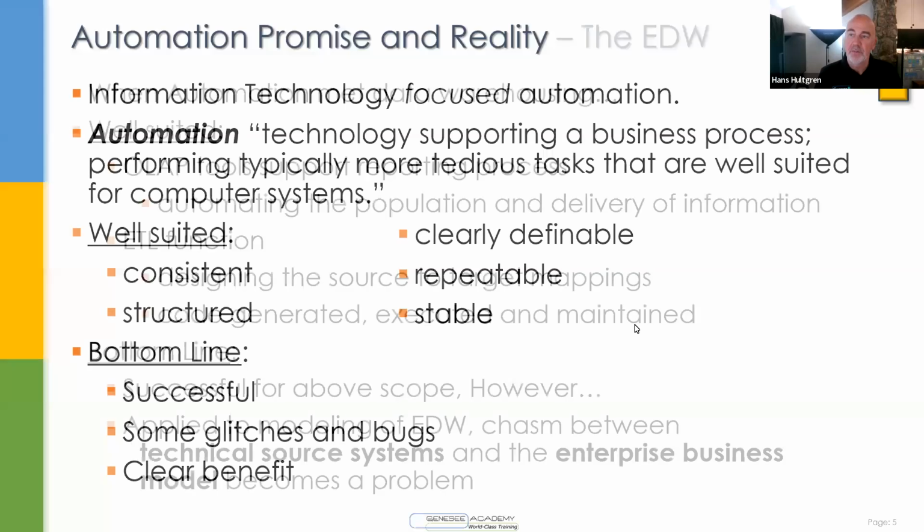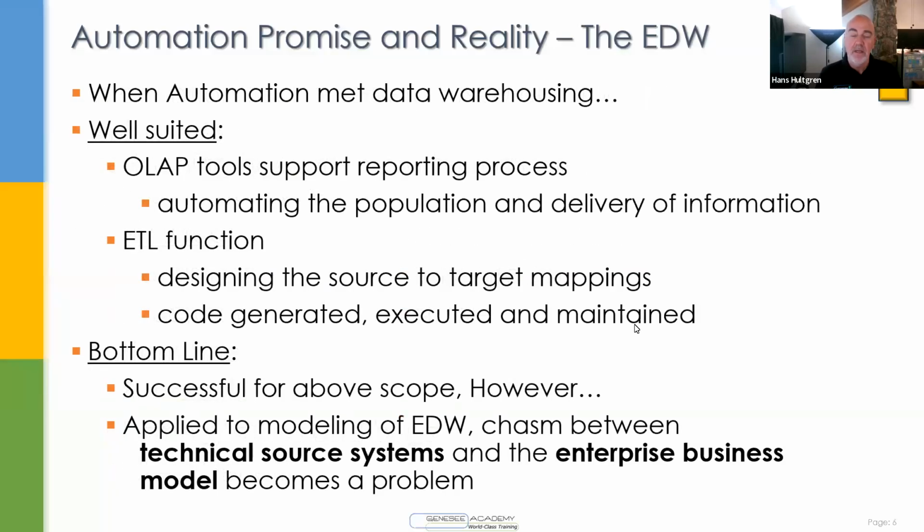Now, when we apply the automation principles to the enterprise data warehouse, and we've seen this over the years in data warehousing for sure, the automation meeting data warehousing means that it's been well suited for things like, well, if we're repeating things for OLAP for downstream deliverables, supporting and reporting processes, automation of the population and delivery of data is definitely part of it. And then we have the other part of it, which is the ETL function, or the mapping and source to target movement of data, generating code, executing and maintaining that code, and helping to manage it. That has been, and continues to be, a super strong component of it.